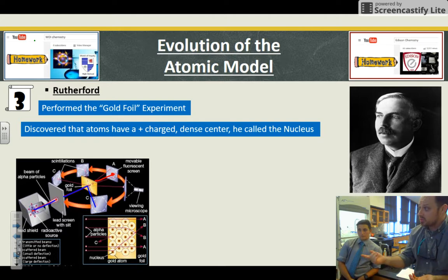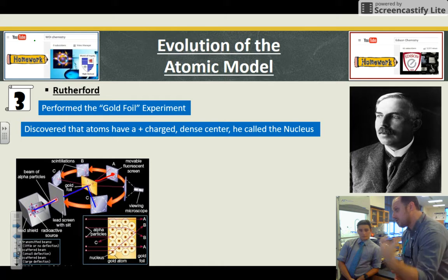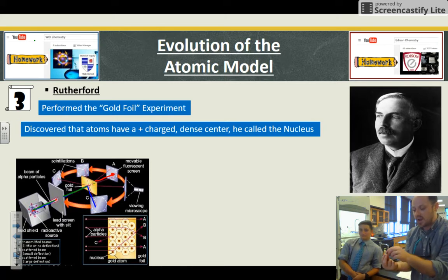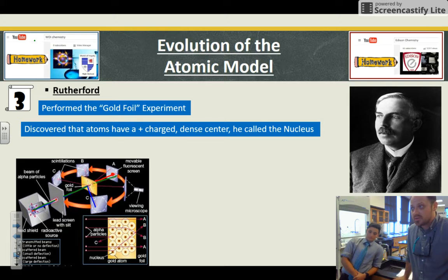And what else happened? The explanation for why many of them went straight through was that the atom's actually mostly empty space. So there's a very small, dense positive core that occasionally will deflect a positive charge back at the originator. But most of the atom is a whole lot of nada. So the alpha particles would go straight through.